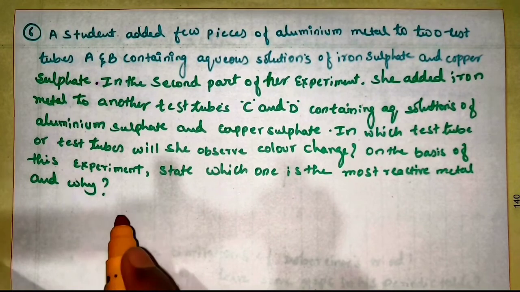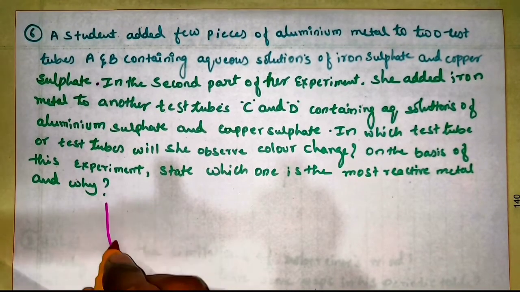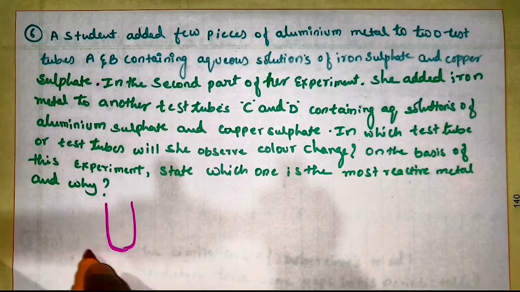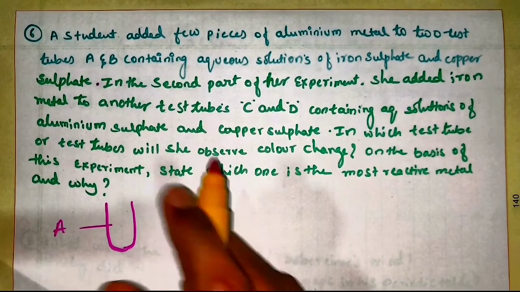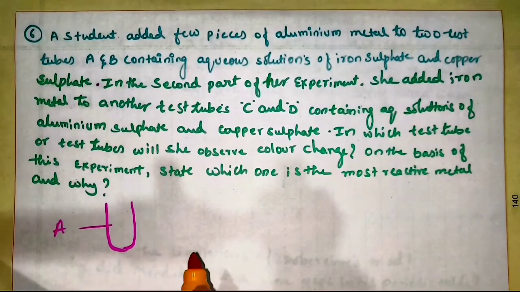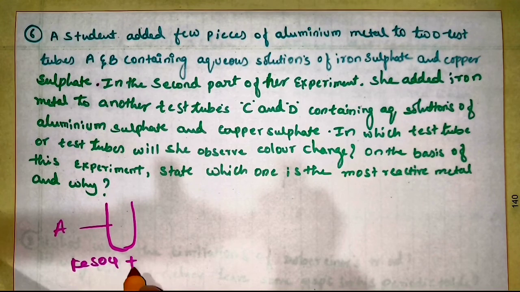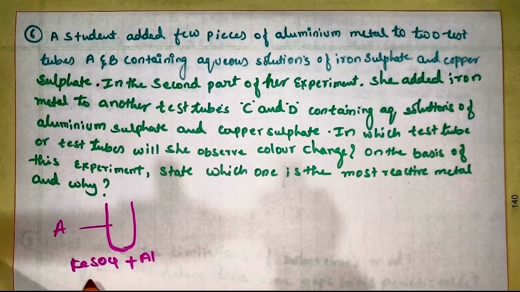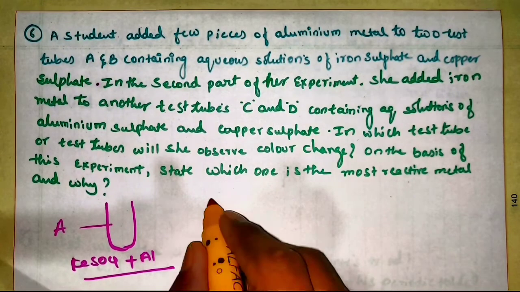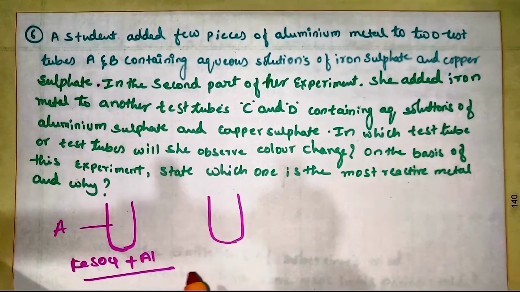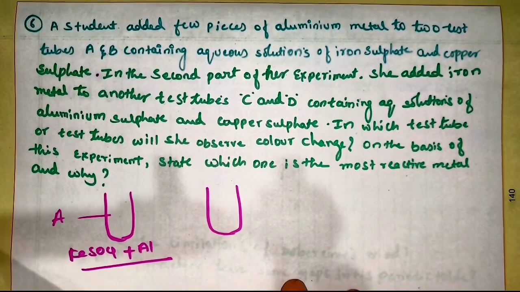Very firstly, we will write what A and B are and whether a reaction will take place or not. Test tube A contains which one? Iron sulfate, FeSO4, plus what you have to add? Aluminium. So here a displacement reaction is going to take place. Next, a color change will be there. Aluminium is more reactive than iron, so displacement will take place over there.